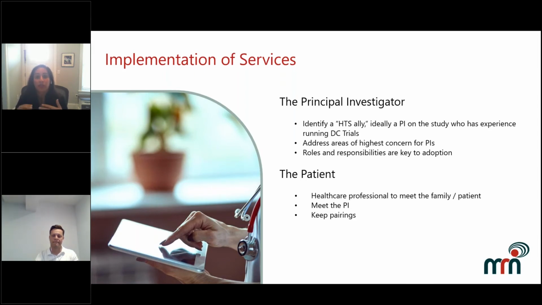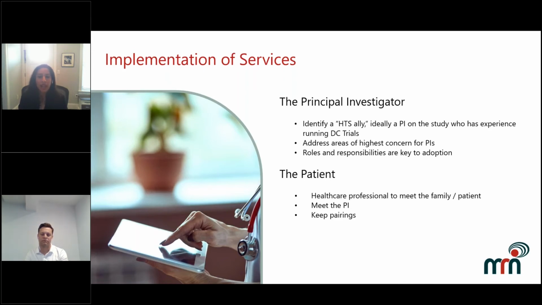And I think one of the biggest things is get them involved early. Start talking to the staff and the PIs during feasibility. Ask them, do you have experience with decentralized trials? Do you have concerns? Are there questions you might want answered? What are some things that we could do to help you feel comfortable with this process?